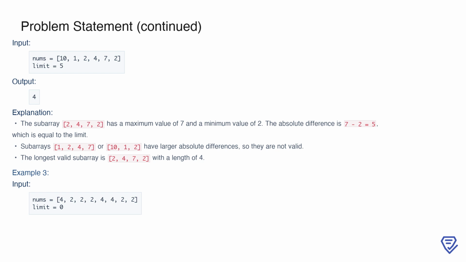Now consider the second example, where the input array is 10, 1, 2, 4, 7, 2, and the limit is 5. Here, the subarray 2, 4, 7, 2 has a maximum value of 7 and a minimum value of 2. The absolute difference, which is 5, matches the limit, so this subarray is valid. On the other hand, subarrays like 1, 2, 4, 7, or 10, 1, 2 exceed the limit and are not valid. The longest valid subarray in this case is 2, 4, 7, 2, and its length is 4. Therefore, the output for this example is 4.